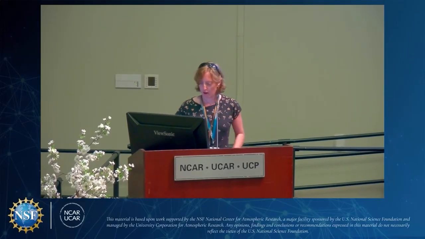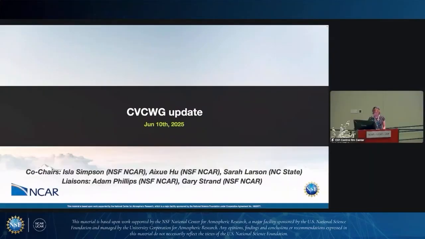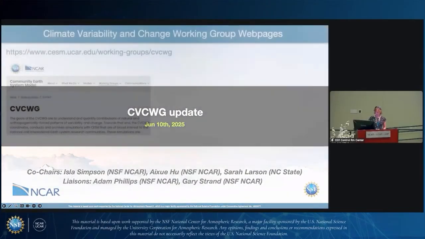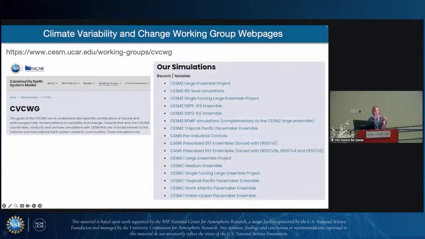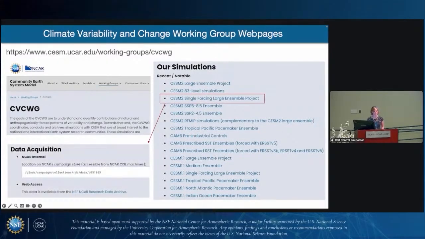So I'll start our CVCWG update, and I'll hand it over to Aishu in a minute to go through some. If you're new or you need a reminder, I want to point you towards the Climate Variability and Change Working Group website. This is a pretty useful resource because we have a list of all the simulations that the working group has produced. If you go into any one of these, you can find information on how to get the data, whether that be on the CESM machines or through the web access. So I encourage you to go and look there and see what simulations are available.